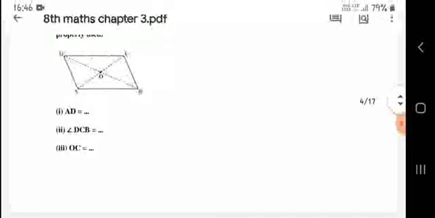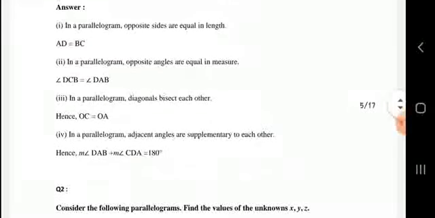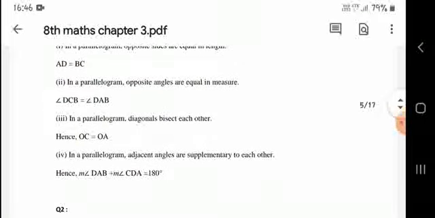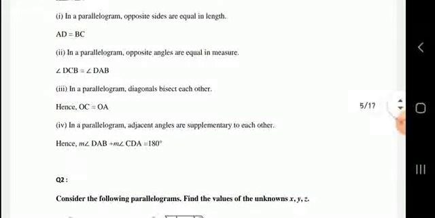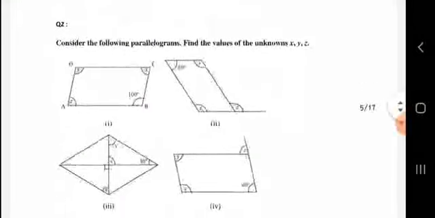In a parallelogram, opposite angles are equal in measure. Next, OC is equal to OA because in a parallelogram the diagonals bisect each other. Like that only, angle DAB plus angle CDA is equal to 180 degrees, because in a parallelogram adjacent angles are supplementary to each other.